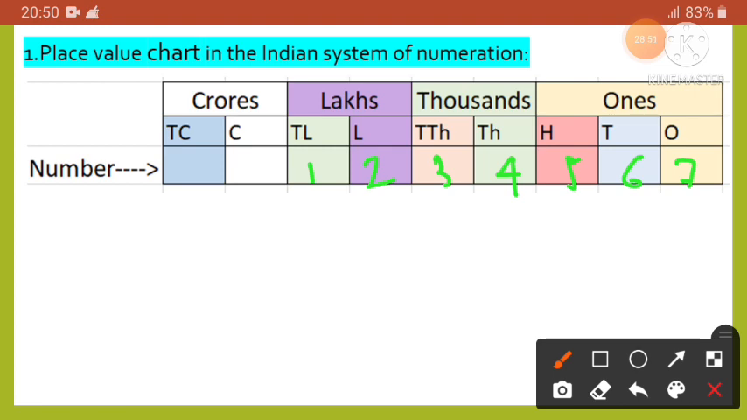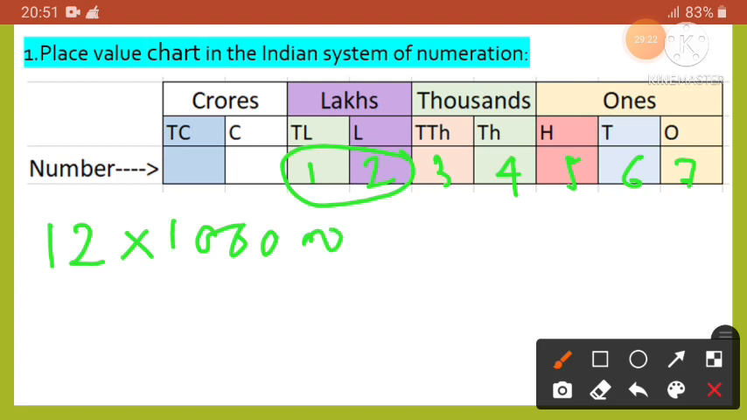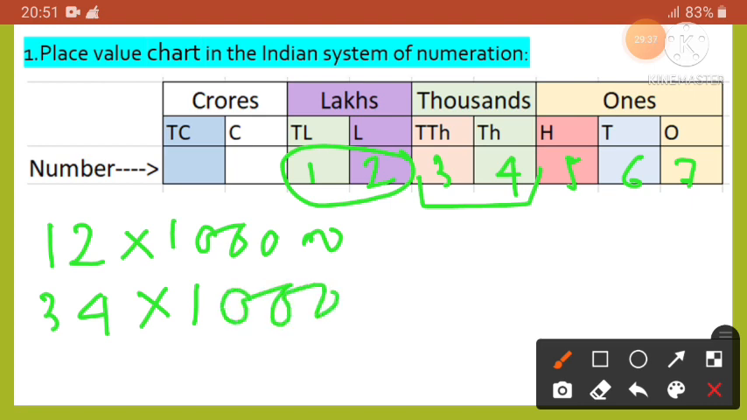For 12 lakh, it is the face value multiplied with the place of the digit. So the place of the digit is lakh. So the number of zeros will be 1 2 3 4 5. Next one is 34,000. So it will be 34 into the place of the digit, 1000.